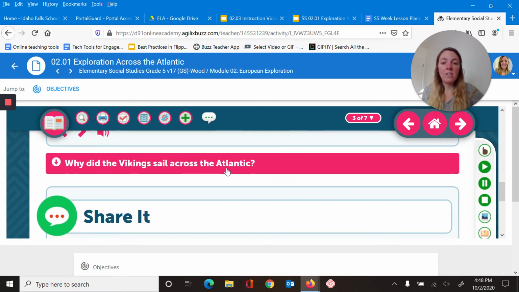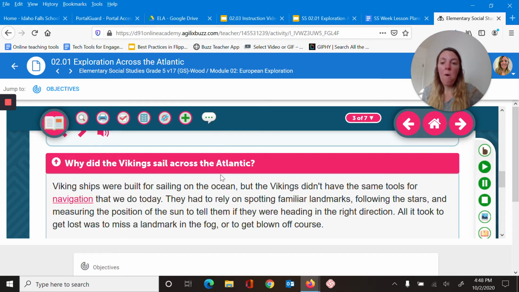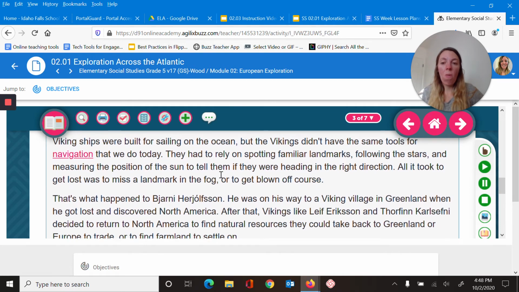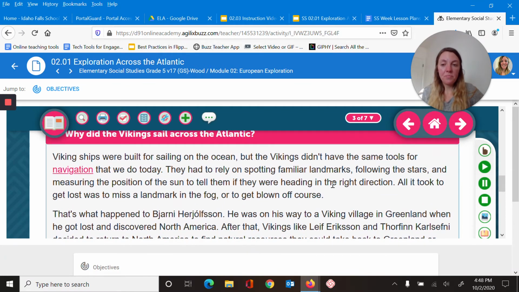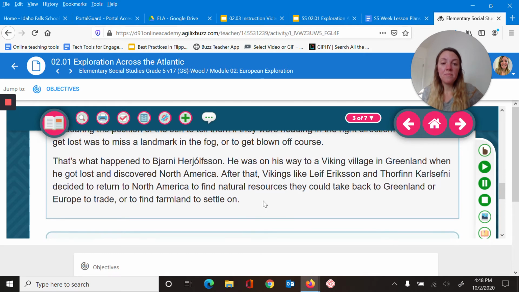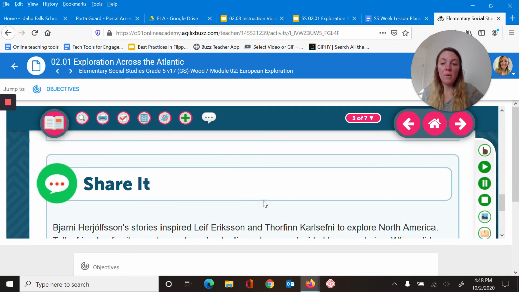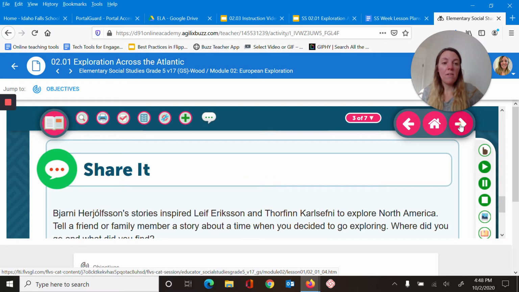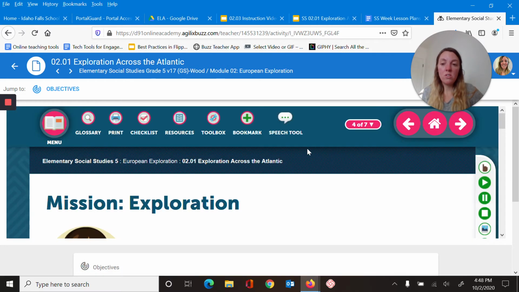Why did Vikings sail across the Atlantic? Viking ships were built for sailing on the ocean, but Vikings didn't have the same tools for navigation that we did. They got blown off course, and bam, they found America. And you can read more about that. We'll go to the next page.